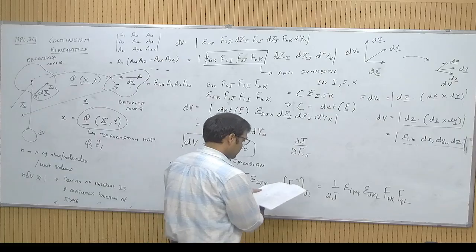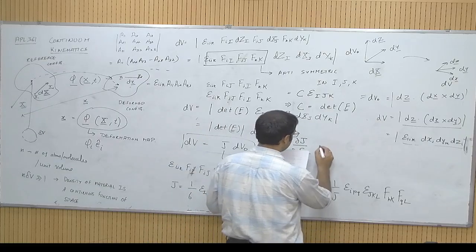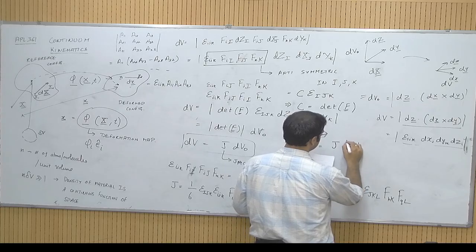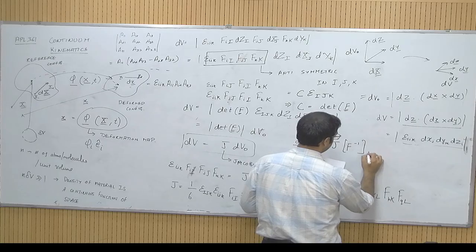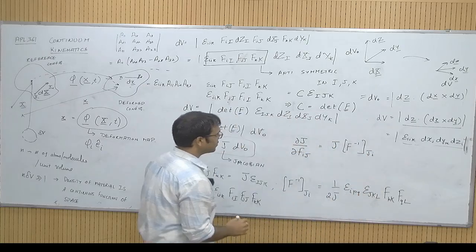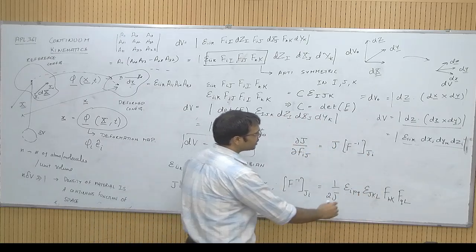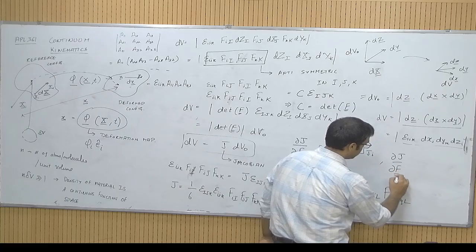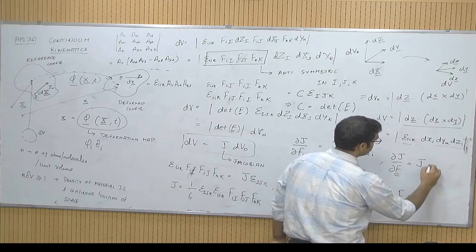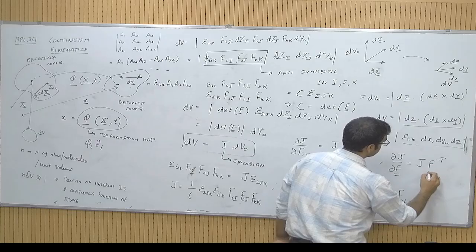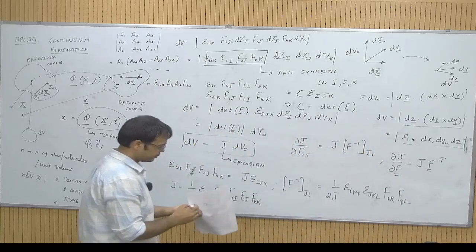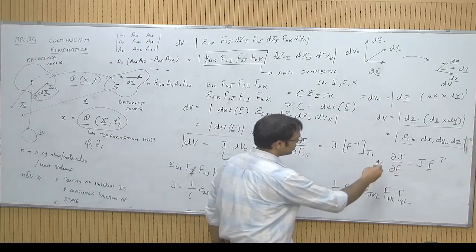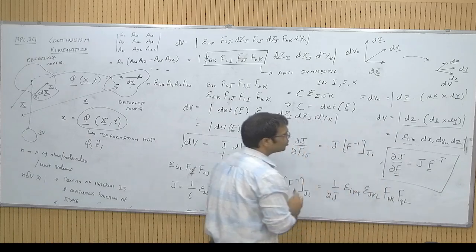And this actually comes out to be J times F inverse_Ji. Which you can write in the direct notation as J times F inverse transpose. No need to memorize them. We are just going to use this in a bit.